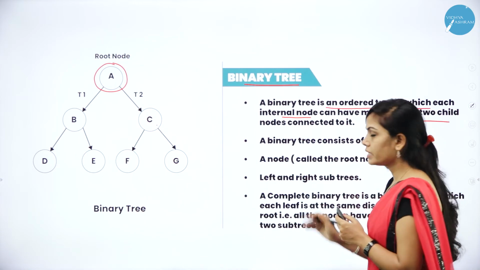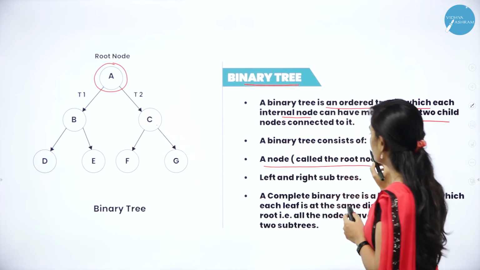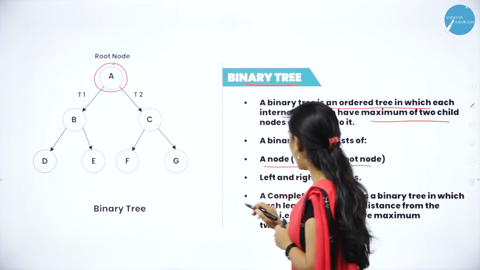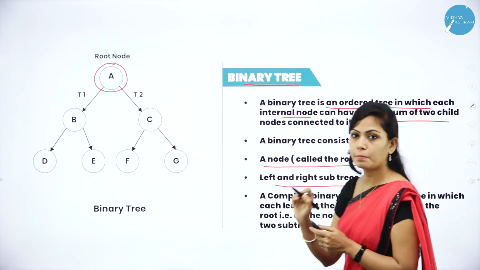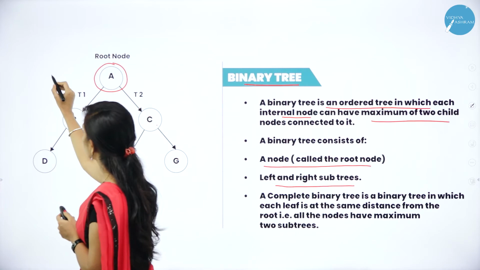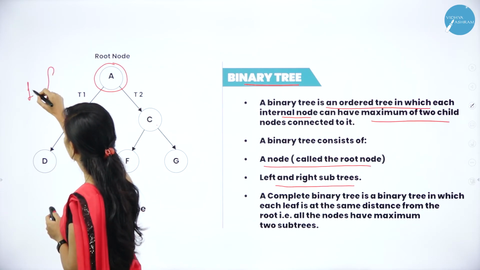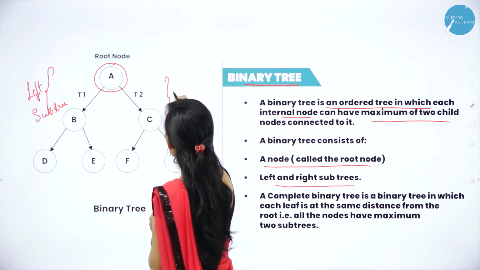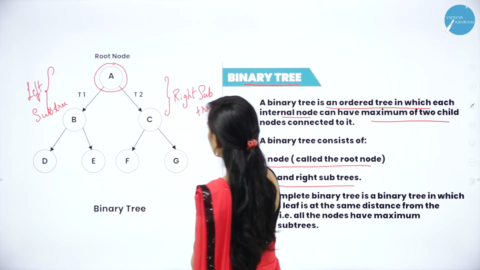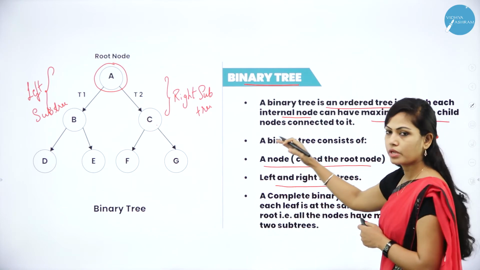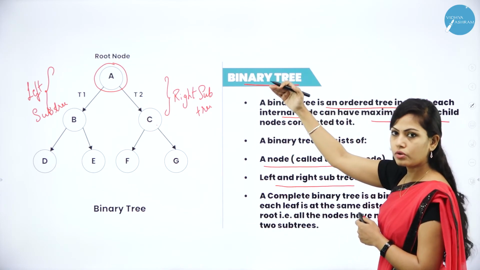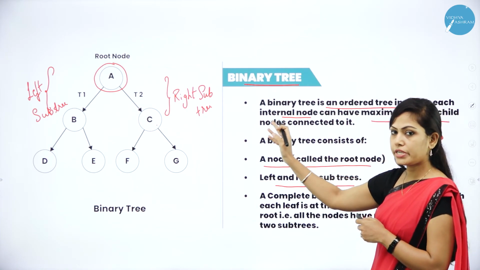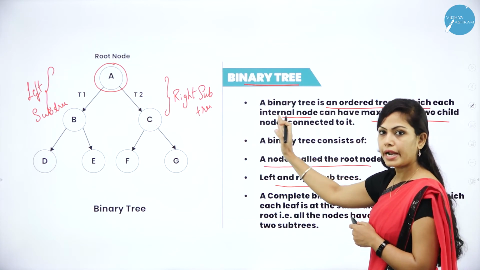A binary tree consists of a node called the root node and left and right subtrees. Here this is called the left subtree and this is the right subtree. So, a binary tree consists of a root node and left and right subtrees.